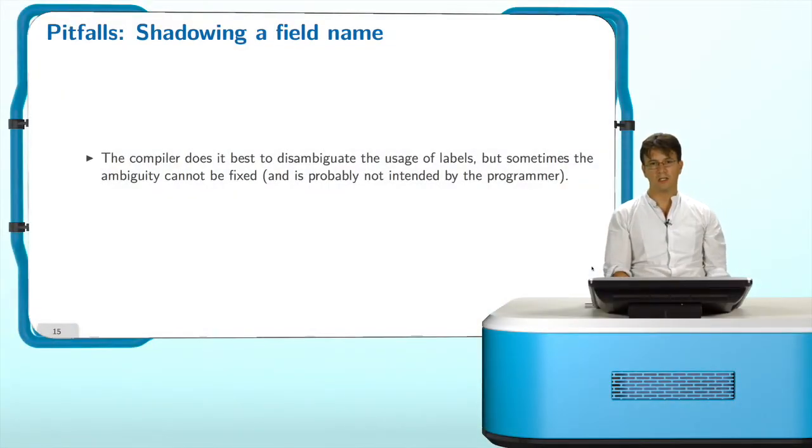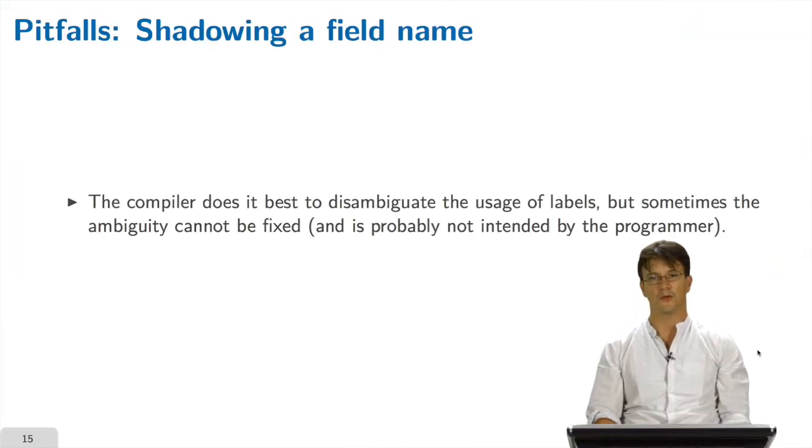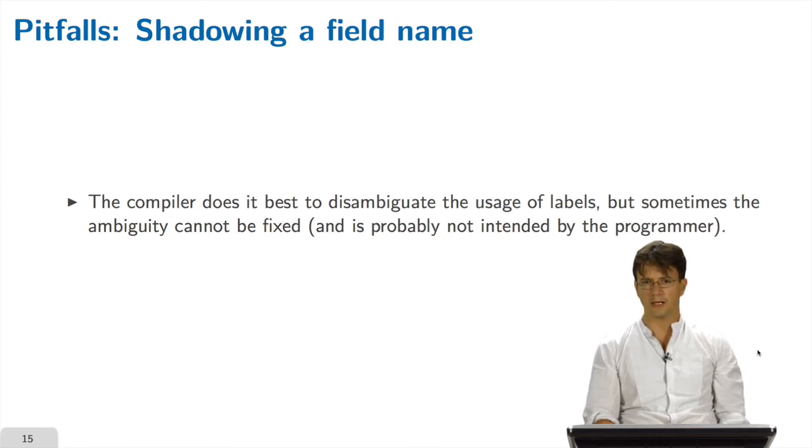Finally, let me come back to a remark that I made about how you can share or not the fields between several record types. In modern versions of the OCaml compiler, the compiler does its best to disambiguate the usage of labels. But sometimes you can make a mistake because the ambiguity is not intended.